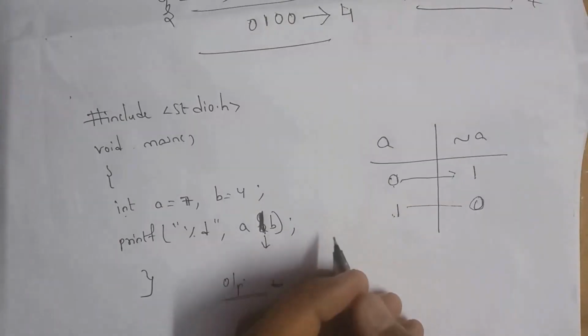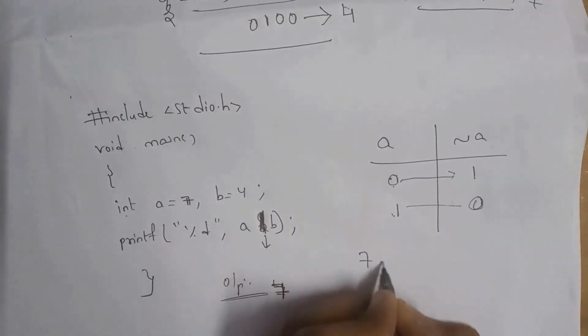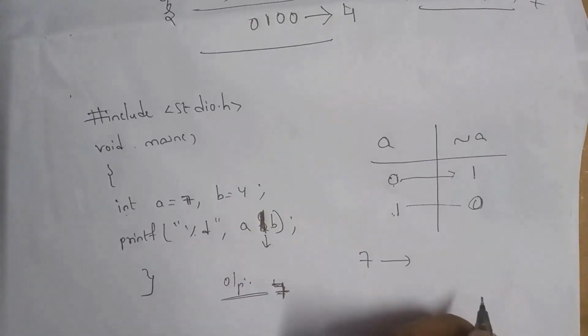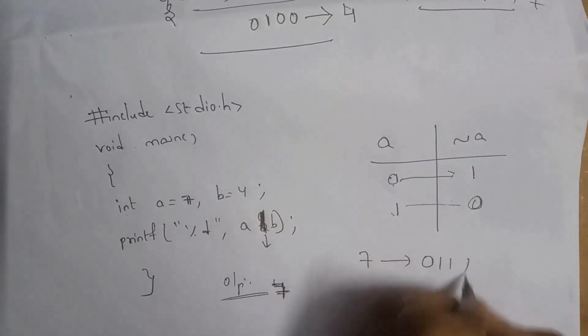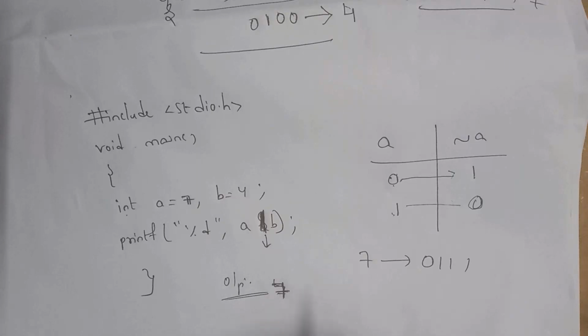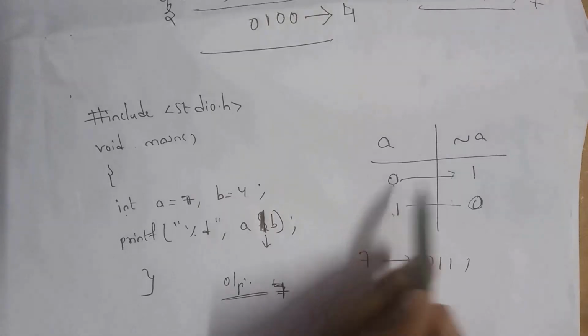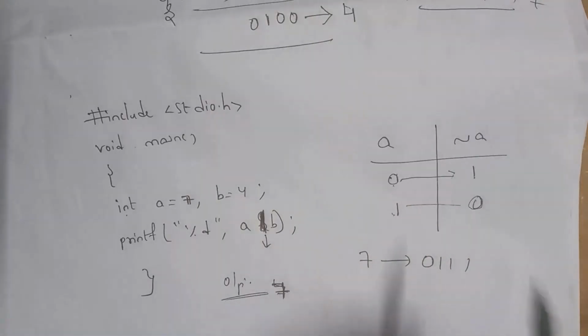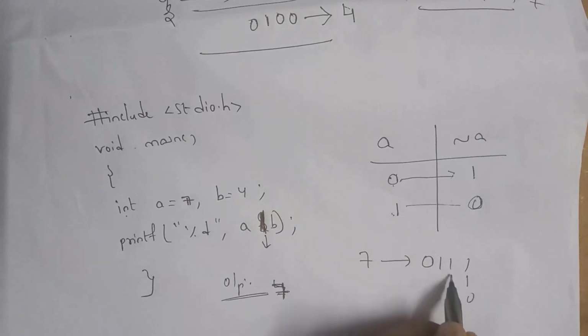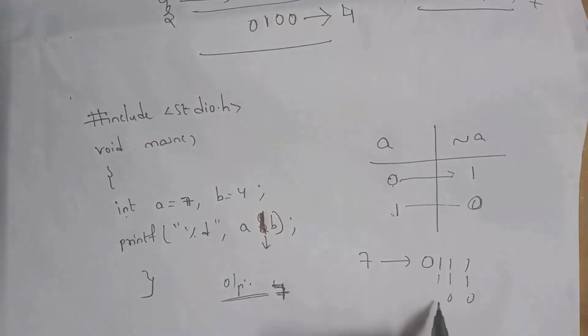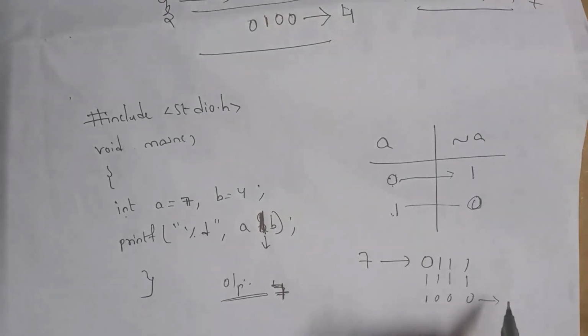For example, let us consider any number, that is 7. If you convert 7 into binary, then you will get 0, 1, 1, 1. Now I want to perform the bitwise NOT operation for number 7. 0 is represented as 1 and 1 is represented as 0. So 1 as 0, 1 as 0, 1 as 0 and 0 as 1. That gives 1, 0, 0, 0. If you convert this binary number into decimal, then you will get the value 8. This is an example for the bitwise NOT operation.